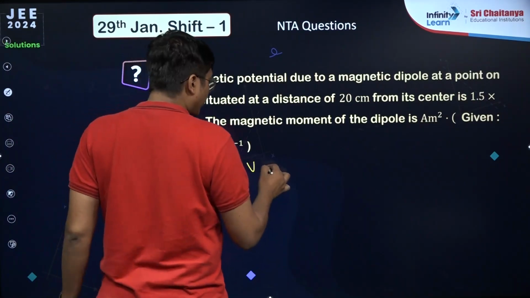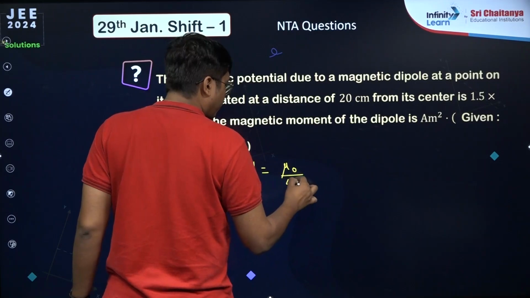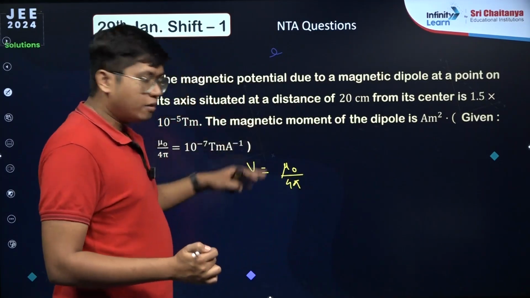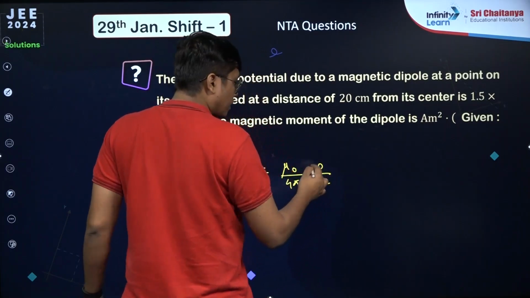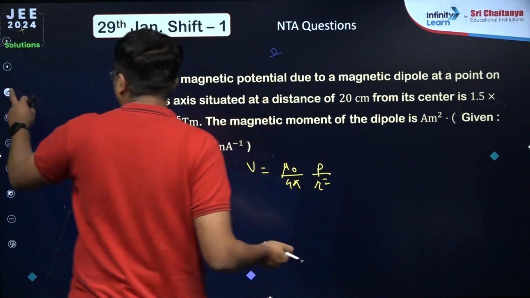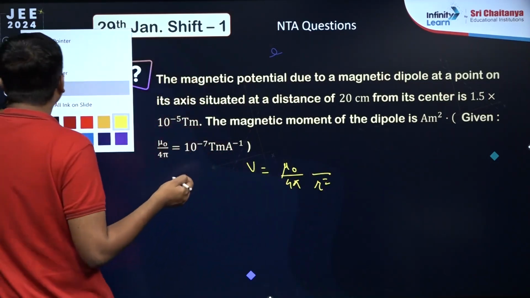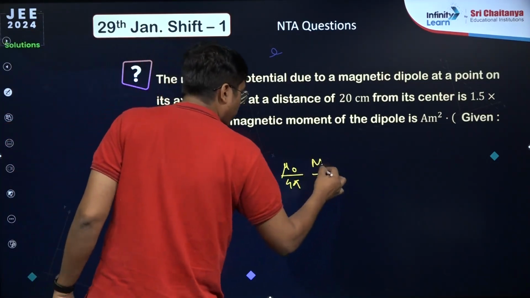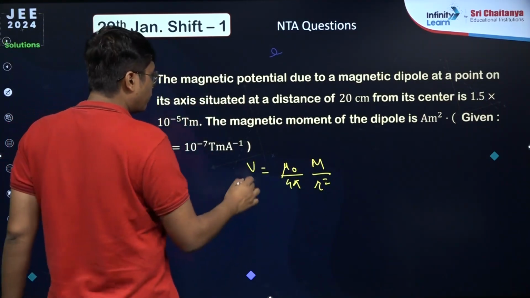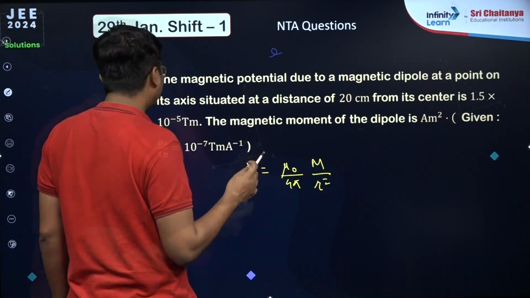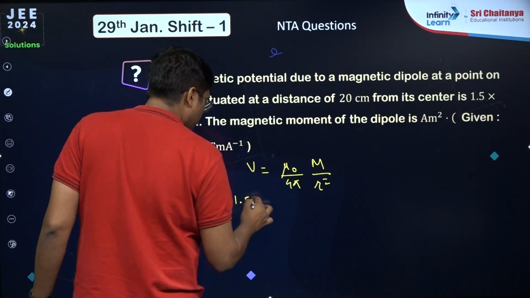We know the potential due to a magnetic dipole is mu naught by 4 pi. We are dealing with the axial point, so it's P divided by R square. You can even write it as M divided by R square. The formulas are completely analogous to the electrostatic formulas. Even if you have forgotten the magnetic one, you can just relate it with electrostatics. So we have been given the potential as 1.5 into 10 to the power minus 5.